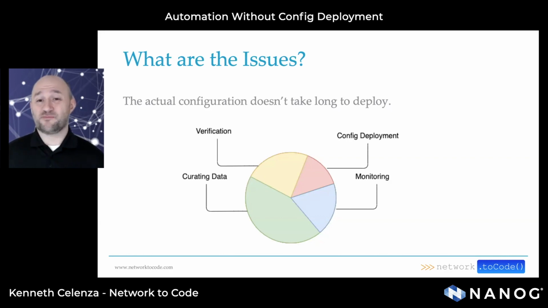Really, there's a tremendous amount of time spent in curating data. The verification process takes time, and so does monitoring. Sometimes people don't concern themselves about it, but at the end of the day, I fairly consistently see the actual configuration deployment process tends to be one of the shorter processes in this whole chain, right? So, how do we actually identify where your time is going?